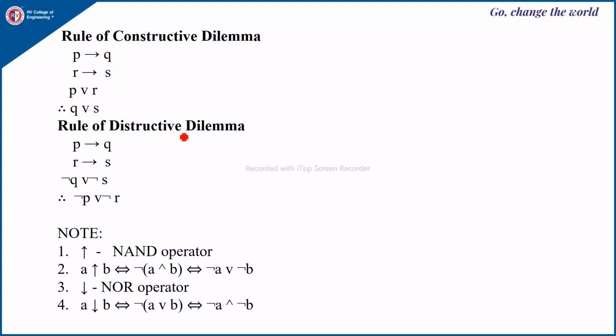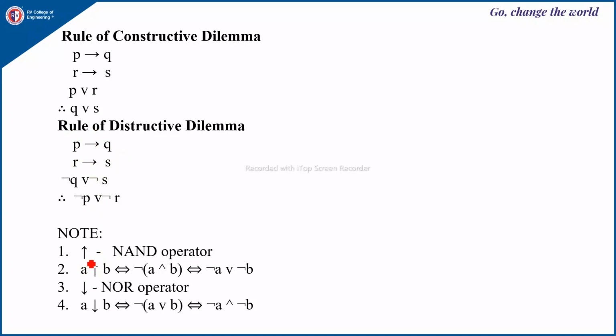Next is the rule of destructive dilemma. So P implies Q is true, R implies S is true, and negation of Q or negation of S is true, then negation of P or negation of R is true. It is just the opposite of the constructive dilemma. In the constructive dilemma, we considered P or R, that is the left hand sides, is true, then the right hand side Q or S is true. Whereas in the destructive dilemma, we consider the negation of the right hand sides with OR is true. Therefore, the negation of the left hand sides with the OR operator is true.